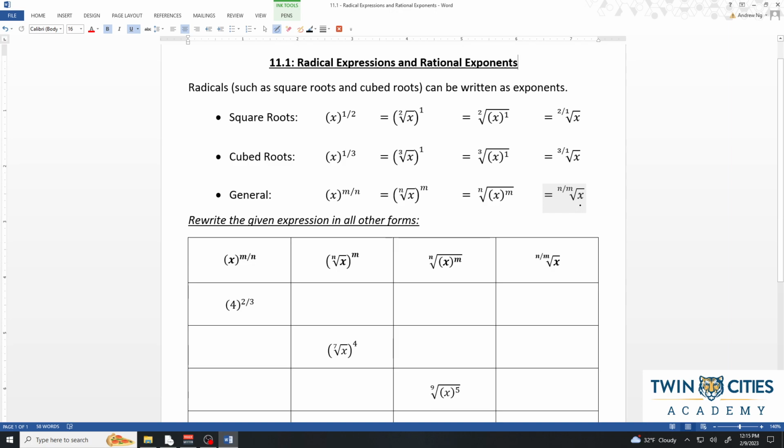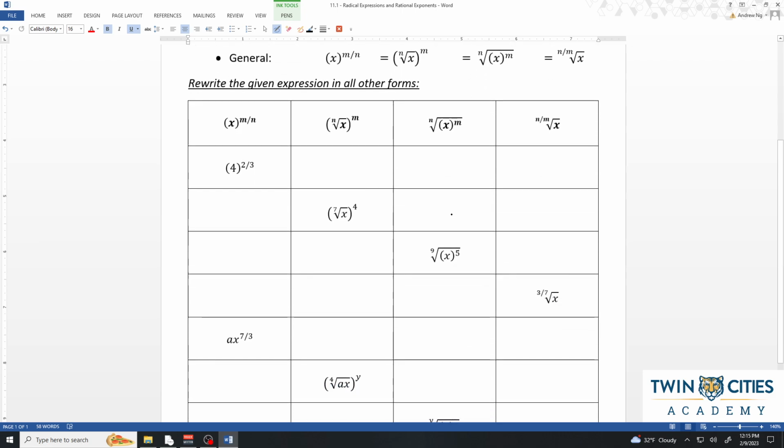So the only time that you're going to have m, then n, m over n, is when you're writing it as an exponent. When you go to write it as a radical in any of these three forms, you reverse those. So let's do some examples.